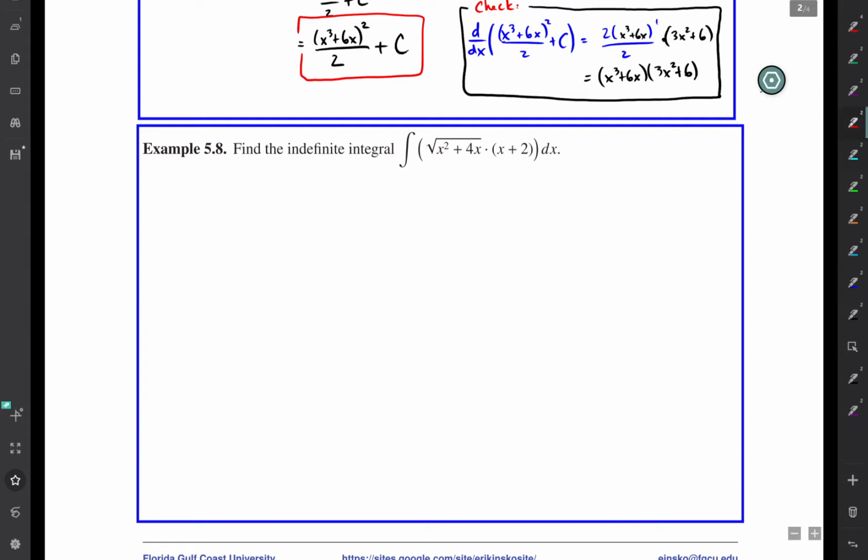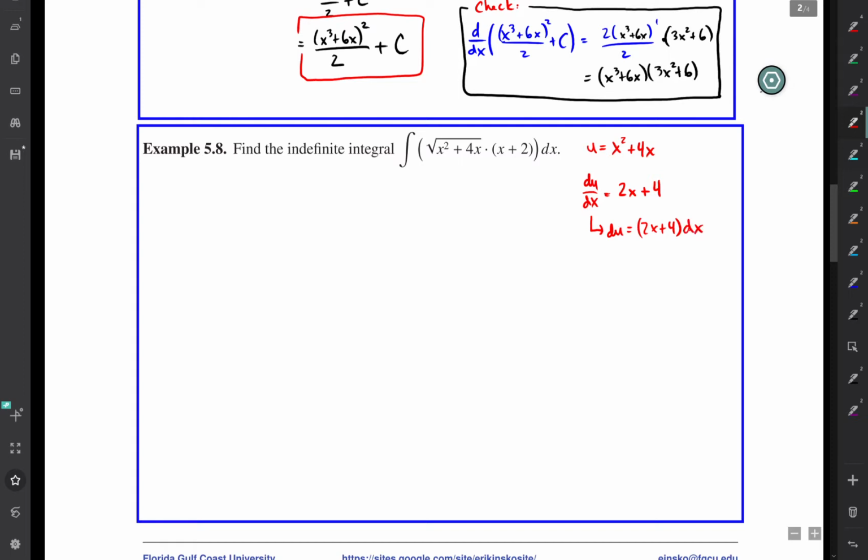Okay, here's one more example of u-substitution. Again, we're looking for which part is more difficult. And here I'm going to take u to be x squared plus 4x. And when I do that, I get that du/dx is equal to 2x plus 4. And so that'll imply that du is equal to (2x plus 4) times dx.